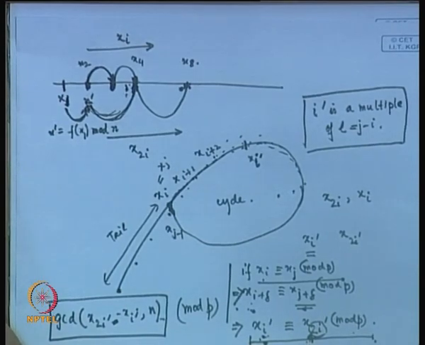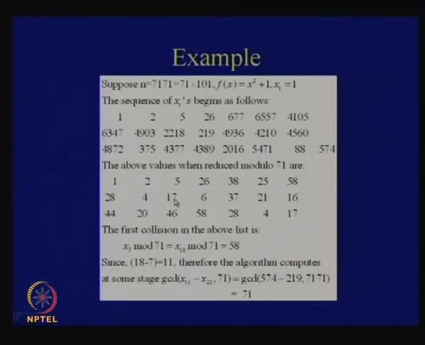So, although I do not know the value of 71, let us consider the numbers modulo 71. Okay. So, in this case if I reduce all these elements modulo 71, then you find that these are the numbers. So, you see that these numbers are inside the modulo 71 field, and therefore you find that there are repetitions, like you get a 58 here and a 58 there. Okay. So, you get 1, 2, 5, 26, 38, 25, 58, 28, 4, 17 and so on. So, you get repetitions in this list.